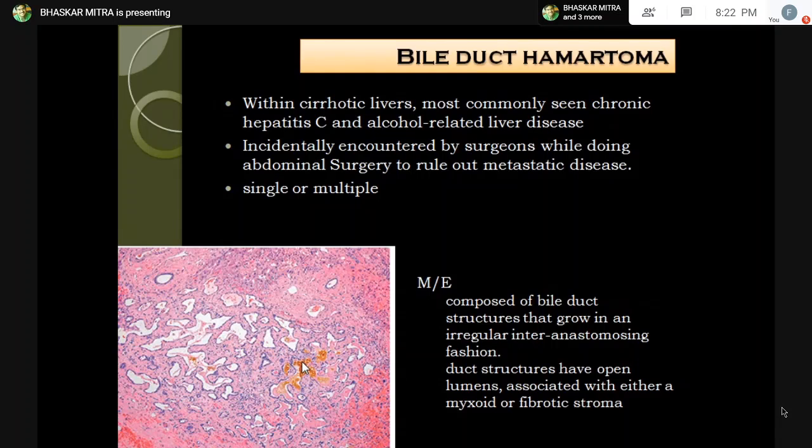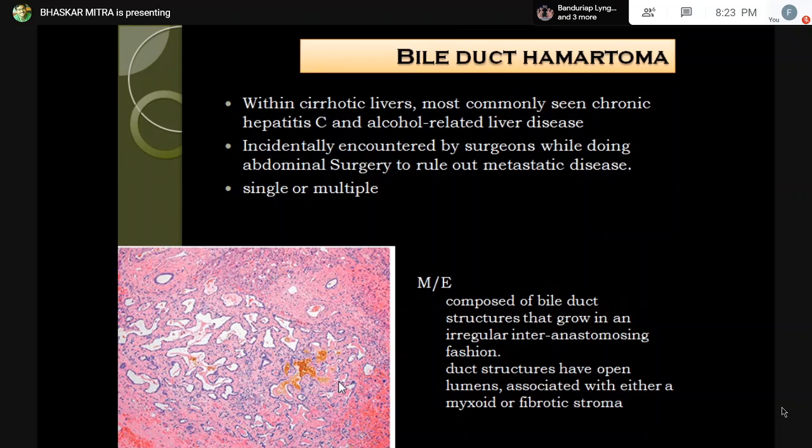Now coming to the solid part. Solid, no cytological atypia, but it's not truly solid. It's like a honeycomb or cribriform-like area. These are distorted glands composed of distorted, irregular ducts, but looking minutely at this, they have an open lumen containing bile. So here we are dealing with a bile duct hamartoma.